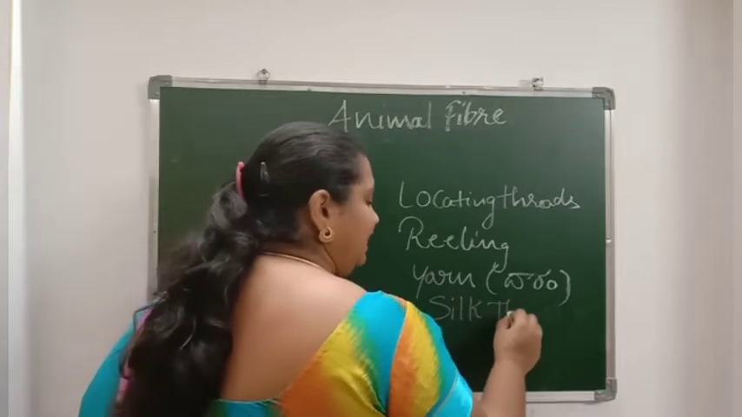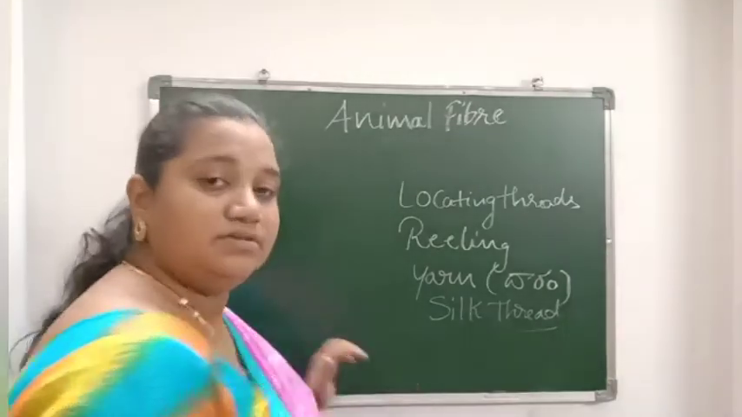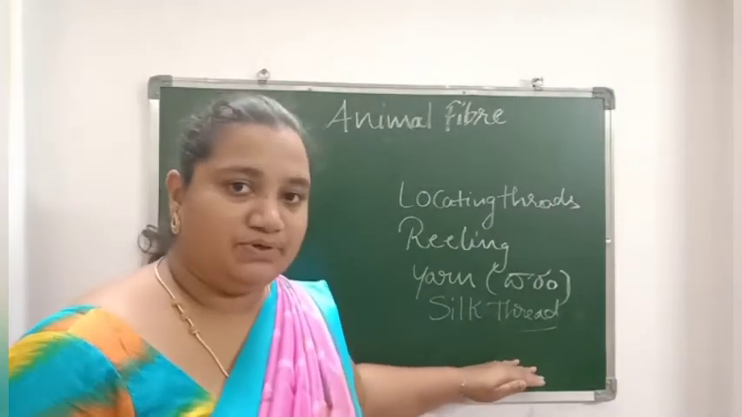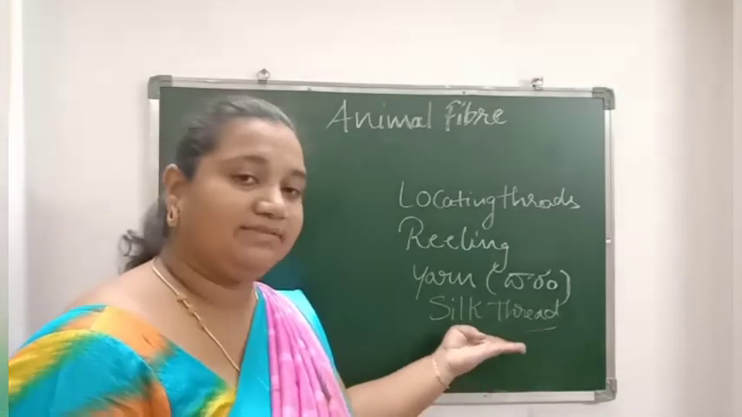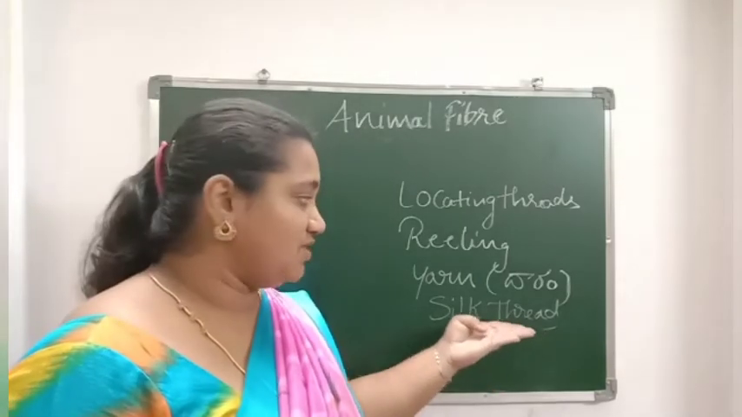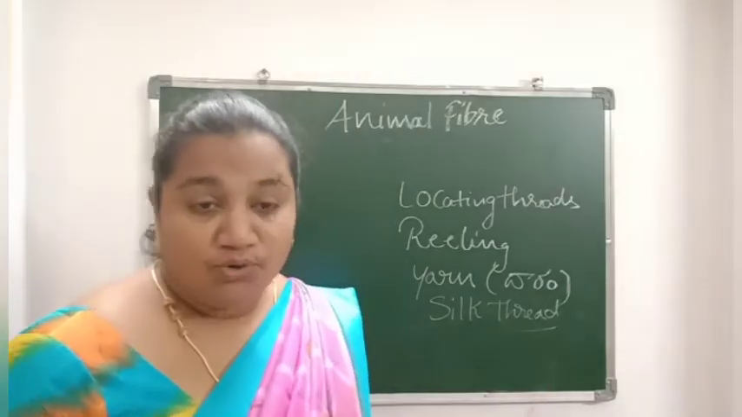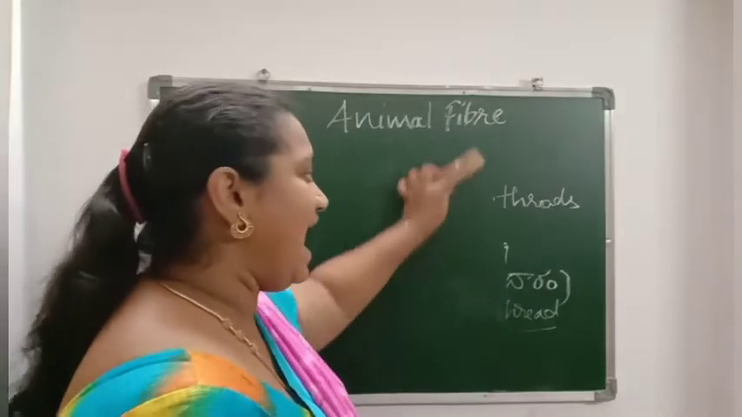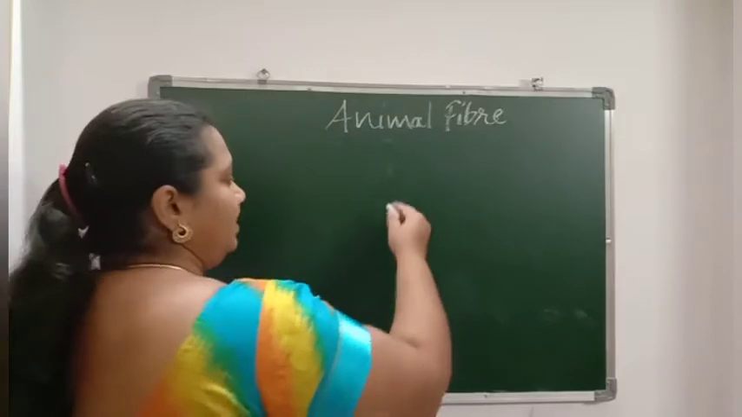Only the silk thread is obtained. There is no fabric, no cloth produced here. Till now only the thread is produced. After the thread is produced, how do they make it into cloth? They have two processes. One is handloom.